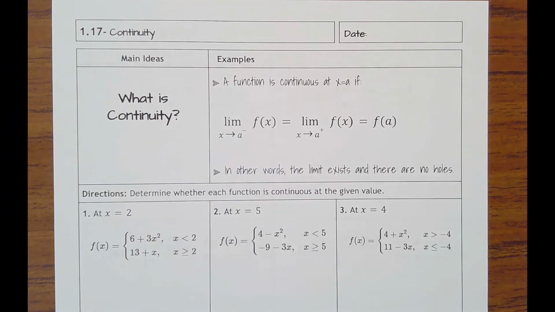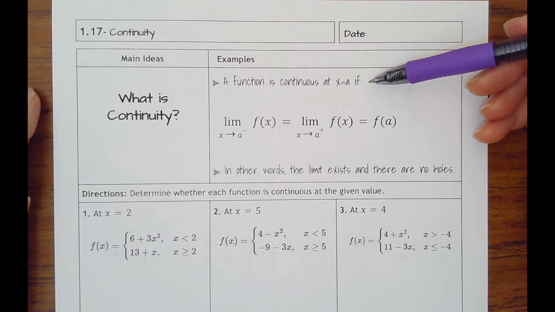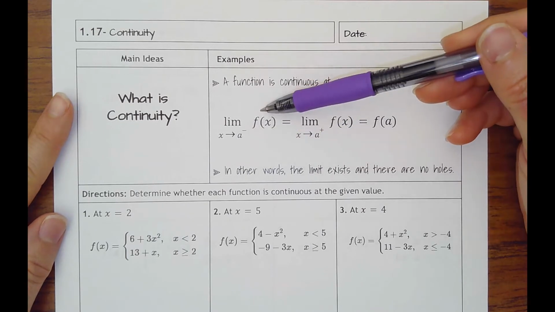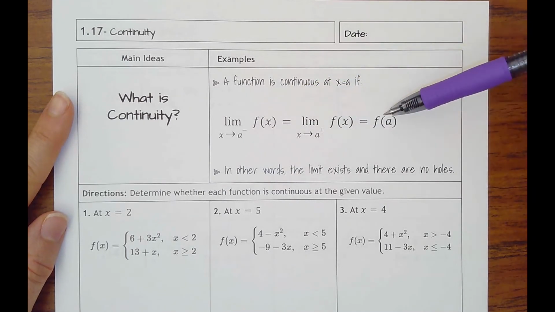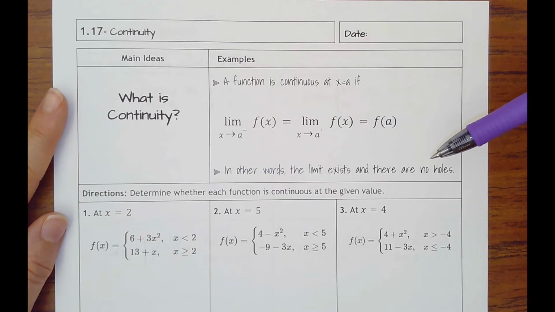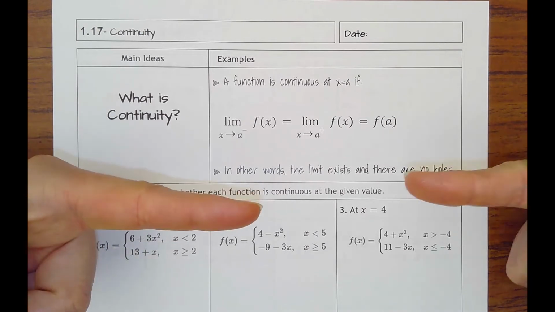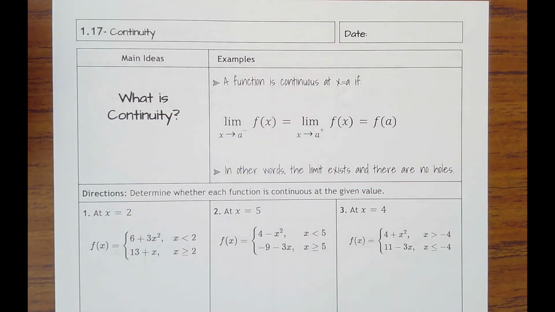1.17, continuity. What is continuity? Well, it's the opposite of discontinuity. It's saying that a function will be continuous at x equals a, or x equals a number, if the left-handed limit of the function at a equals the right-handed limit of the function at a and equals the value f of a. In other more basic words, the limit's going to exist where, when we're going into that x value, they meet, and then there can't be any holes either, because then it would have removable discontinuity.